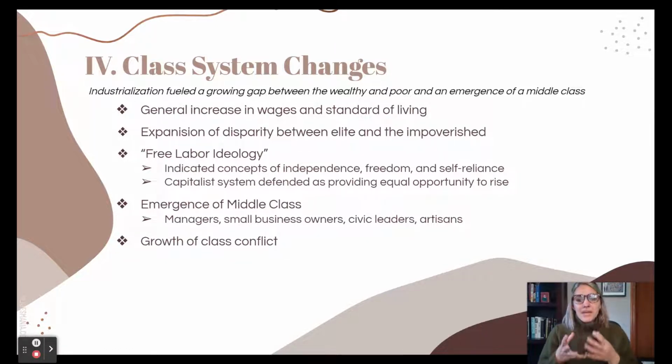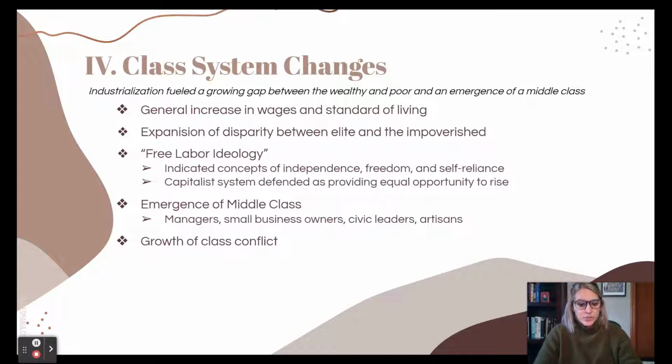And so many Northerners are going to defend factory labor as a better system than slavery because people are laboring, they are getting wages, and they are choosing to labor. So this will be discussed in more units, the difference between wage labor in the North and slave labor in the South. We also see at this time the beginnings of a middle class.